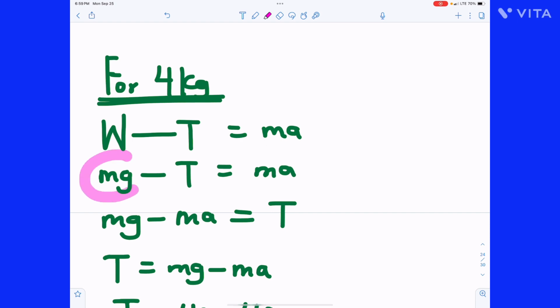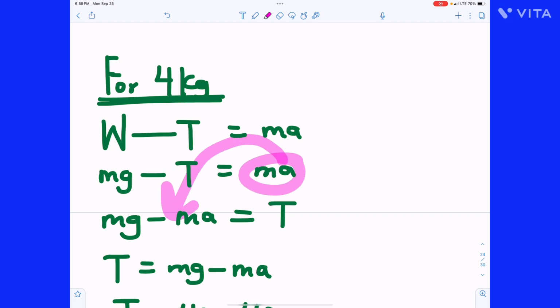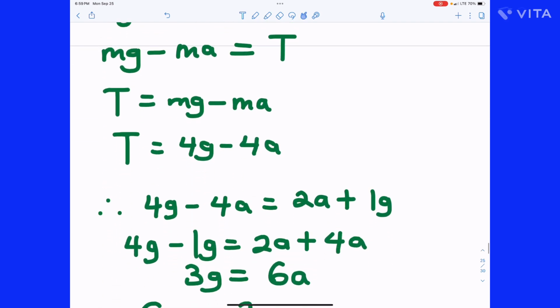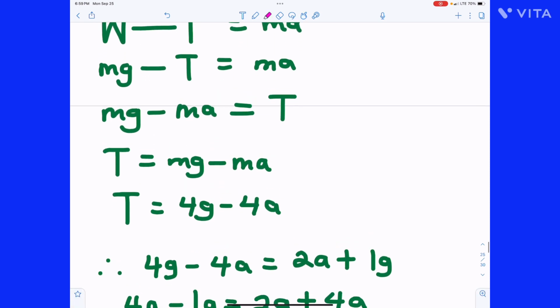So the weight of the 4 kg mass is mg. So that means mg minus ma is equal to T. I've rearranged. I took minus T to the right, it will become plus T, and I brought ma to the left, it will become minus ma. So that gives me what? mg minus ma is T. So tension is mg minus ma from here. Can you see that? So the tension in the string is 4g minus 4a.